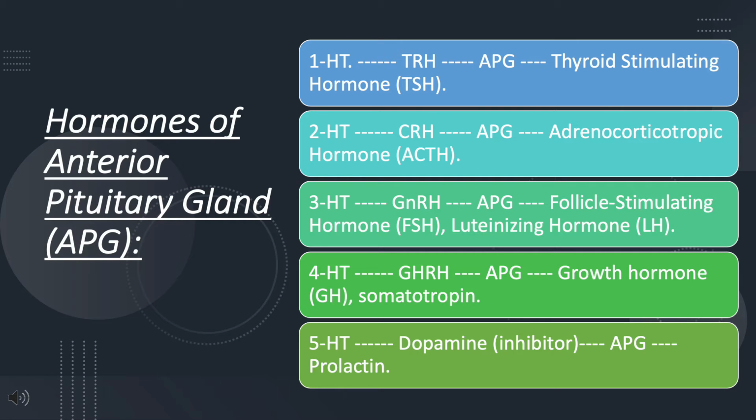3. The hypothalamus releases gonadotropin-releasing hormone, GnRH, and triggers the anterior pituitary gland. Then, the anterior pituitary gland releases follicle-stimulating hormone, FSH, and luteinizing hormone, LH. 4. The hypothalamus releases growth hormone-releasing hormone, GHRH, and triggers the anterior pituitary gland. Then, the anterior pituitary gland releases growth hormone, GH, somatotropin. 5. The hypothalamus releases dopamine inhibitor and triggers the anterior pituitary gland. Then, the anterior pituitary gland releases prolactin.